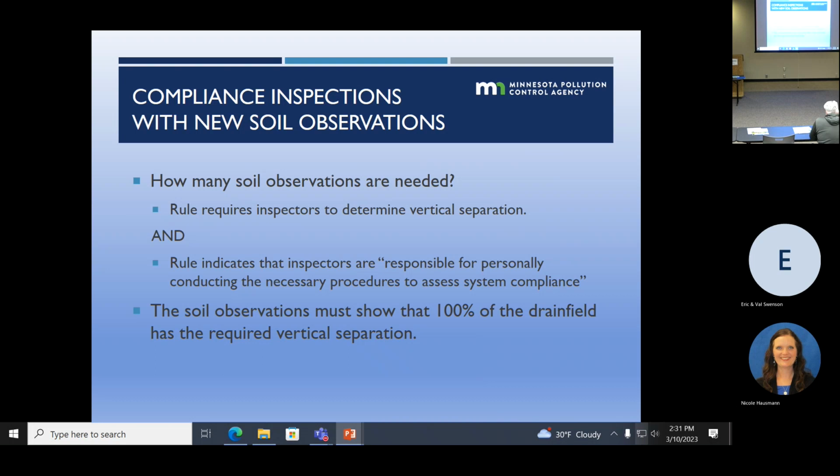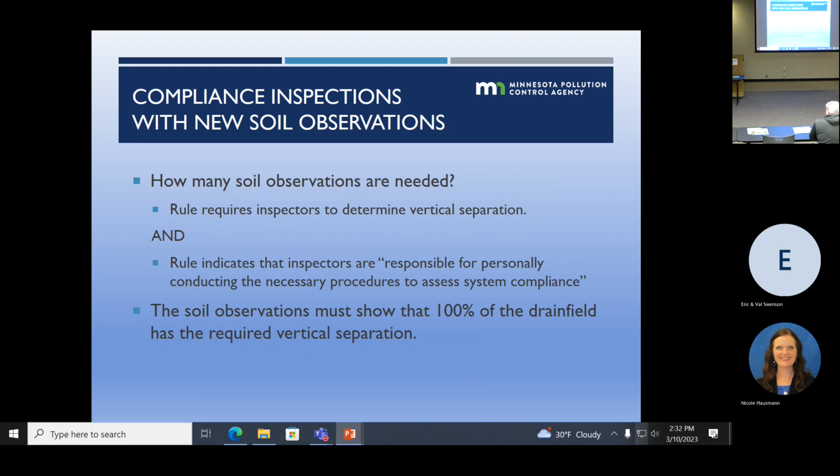How many soil observations are needed? We're talking about compliance inspections, not designs. For designs, the state rule says 3, but in ALS, alternative local standards, or the old yellow book, it still says 1. I'm not talking about any of that. We're talking about compliance inspections. How many observations are required for a compliance inspection?